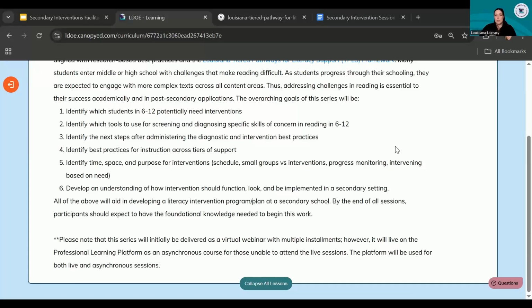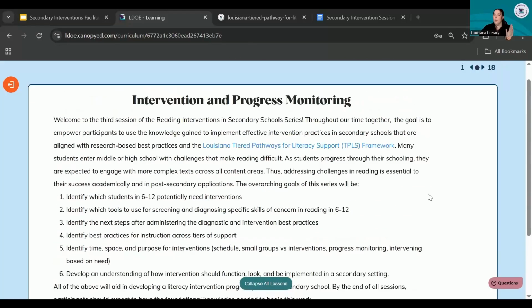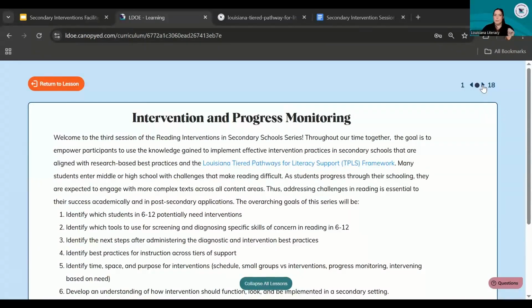Today, we're going to dive a little deeper into that, as well as diving more into time, space, and purpose for the different types of intervention. So that can include things like scheduling, small group versus intervention, and very specifically progress monitoring, how we can use progress monitoring to make sure that our students are on track to progress through to mastery. All of this is part of an intervention program or a plan for a secondary school. So we're hoping by the end of these 4 sessions that you have at least a basic foundational knowledge of how to get this going on your campuses.